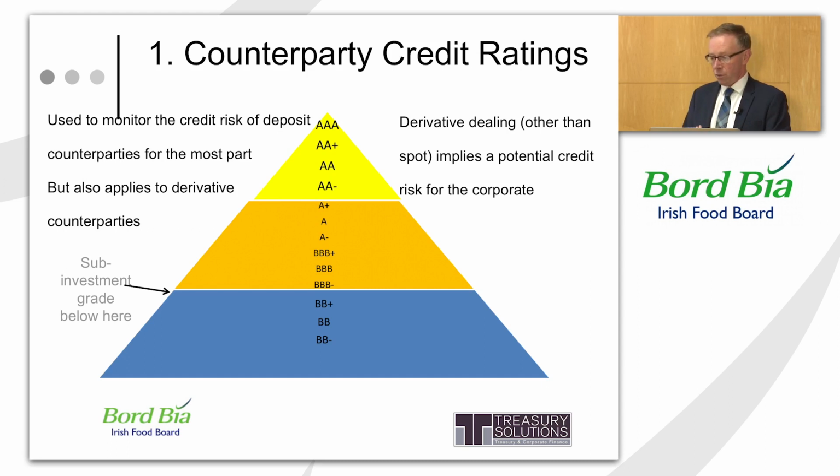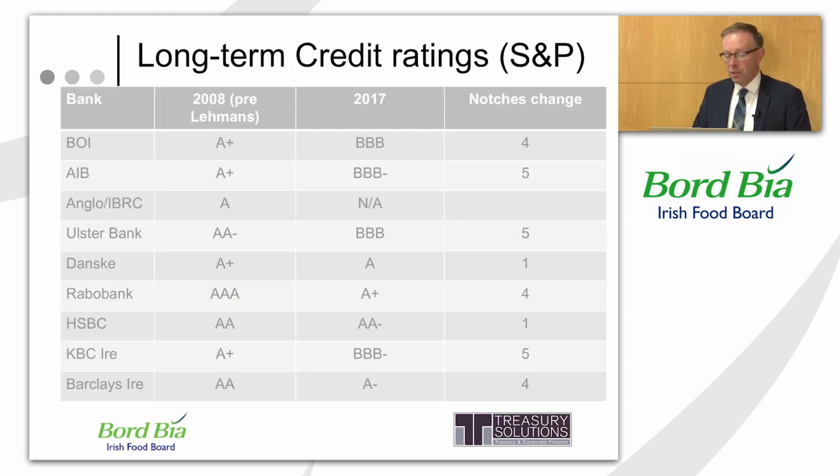So not only have you got no hedge, but you're now exposed to sterling at 6p worse. So that's one of the reasons why you would look at counterparty credit ratings as well. And the next one is just to put it in perspective. This is giving you the long-term credit ratings of Standard & Poor's as they apply to the Irish banks, literally just before Lehman's went bust in 2008, and where they are today.